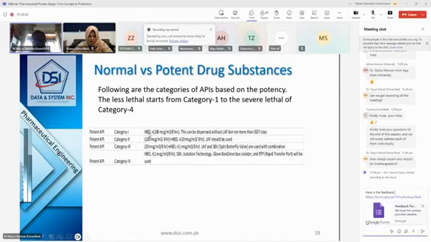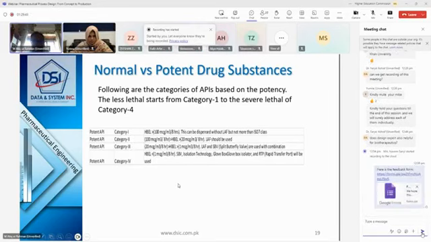HBEL is a health-based exposure limit, and for category 1, it is the least potent category, and category 4 is the highest potent category.